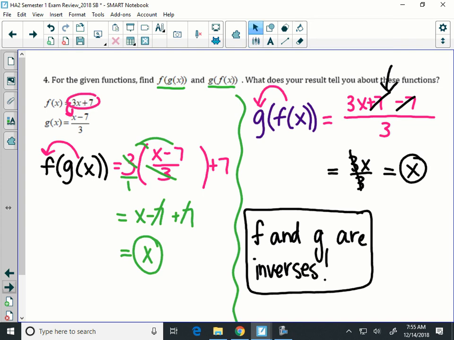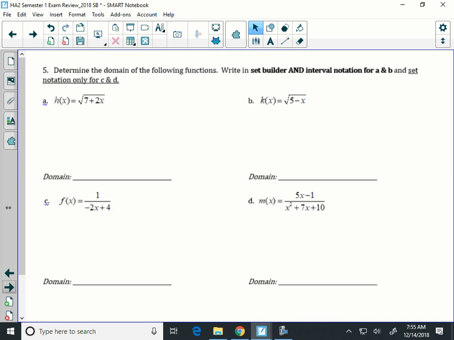All right, we have a little bit more here with this functions unit. It was quite long. Next, we're going to do domain. We're going to find the domain of each function. It says in A and B, the first two, we're going to write set notation and interval notation. And then for C and D, we're only going to use set notation.